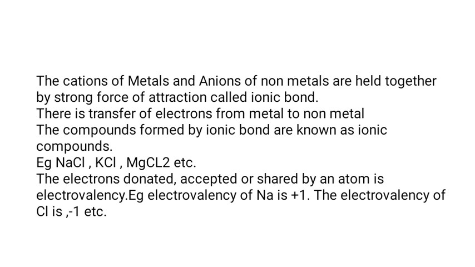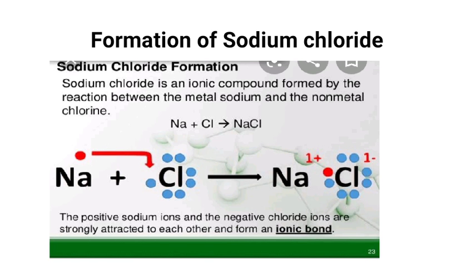The electrons donated, accepted or shared by an atom is known as electrovalency. Now, what is the number of electrons that are lost by an atom, that are gained by an atom, or that are shared by an atom? That is known as electrovalency. For example, electrovalency of sodium is +1. Similarly, the electrovalency of chlorine is -1. Electrovalency of metals is positive, whereas electrovalency of non-metals is negative.